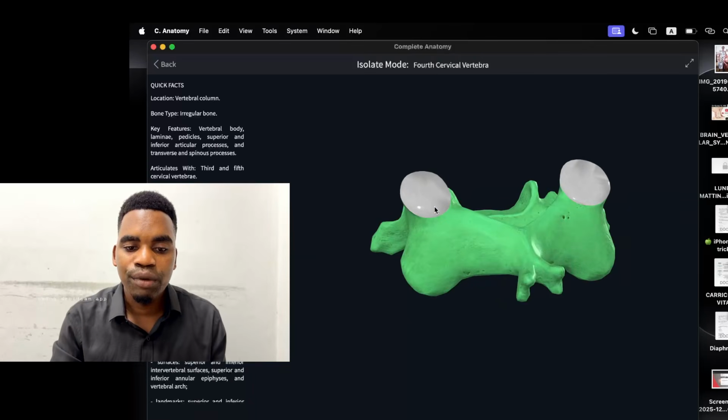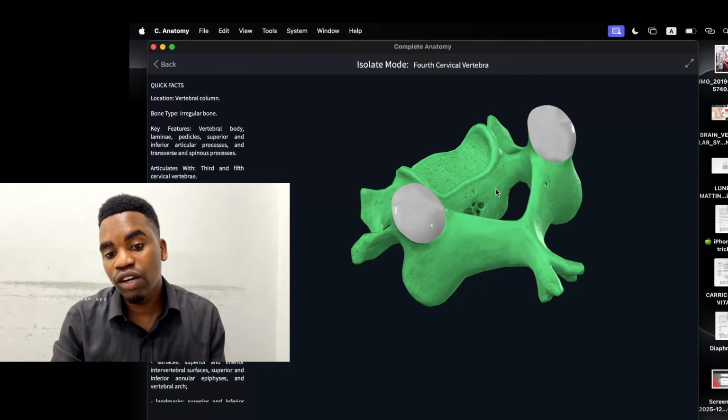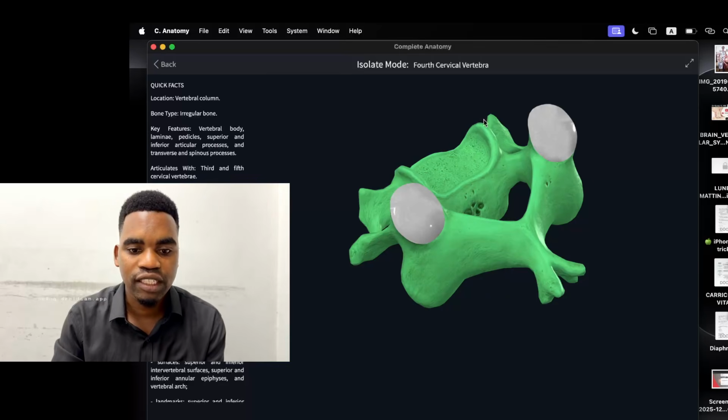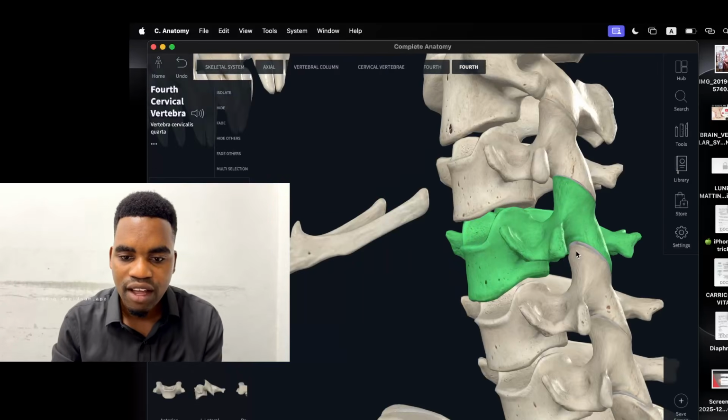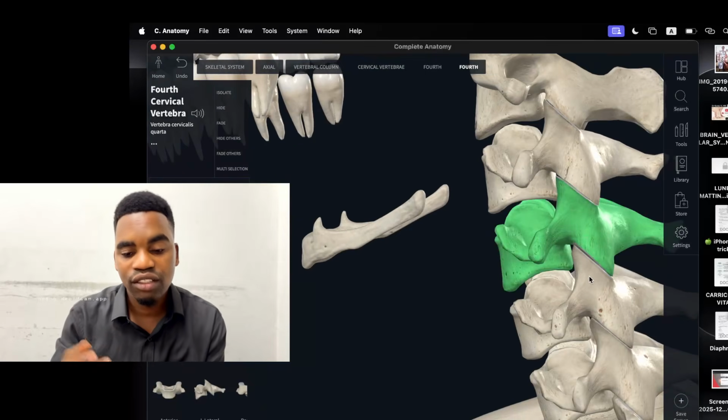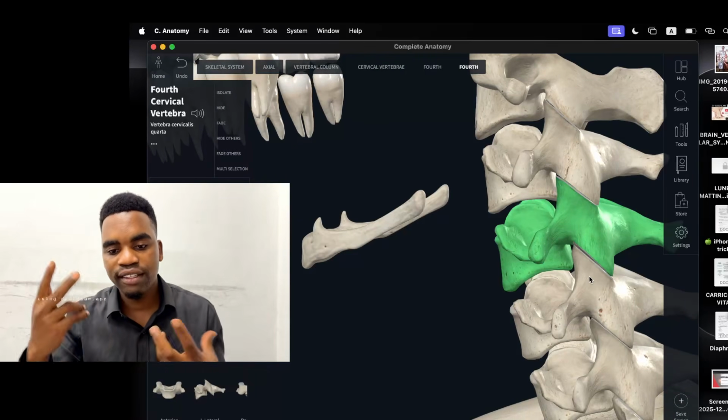we also have the superior articular facet. This is common. We've already seen it also in the other parts of the vertebral column. Like we have the superior articular facet, which will articulate with the inferior articular facet of the vertebra above to form what?